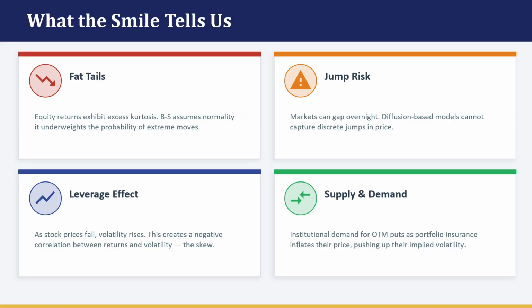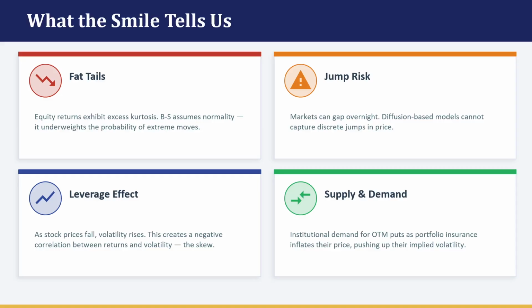Equity returns are not normally distributed the way Black-Scholes assumes. They have excess kurtosis, so extreme moves happen far more often than the model predicts. Second, the jump risk. Prices don't just diffuse smoothly, they gap overnight on earnings, on macro events, etc. And the diffusion model by construction cannot price a jump.